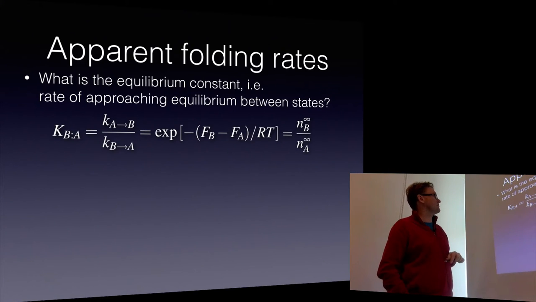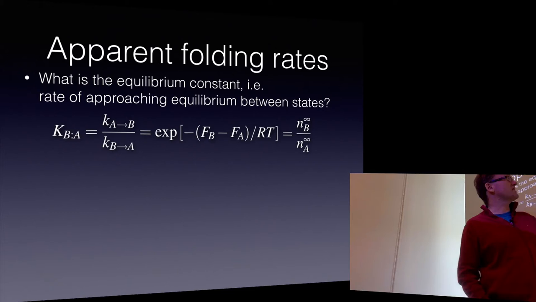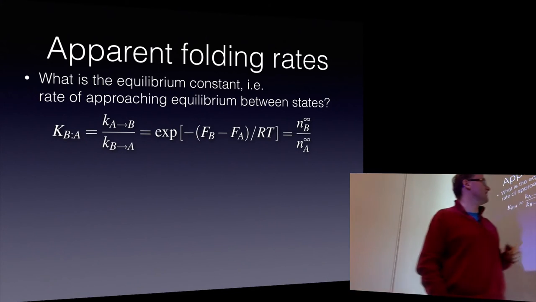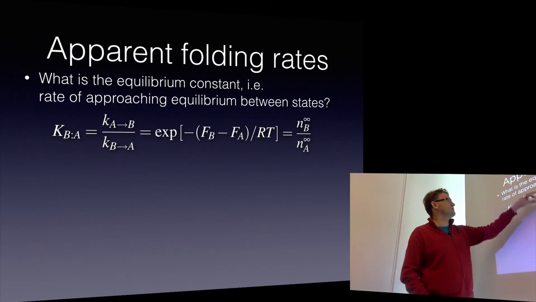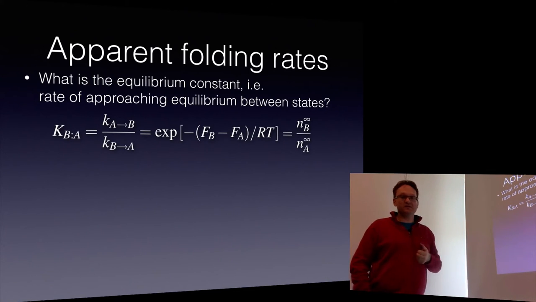When we have equilibrium, what is the probability of the molecules being in each state? And you can also show that that corresponds, at infinity, when we've actually reached equilibrium, to how many molecules are in B versus how many molecules are in A. But note that this is true even when we're not at equilibrium. So can we do something with that?